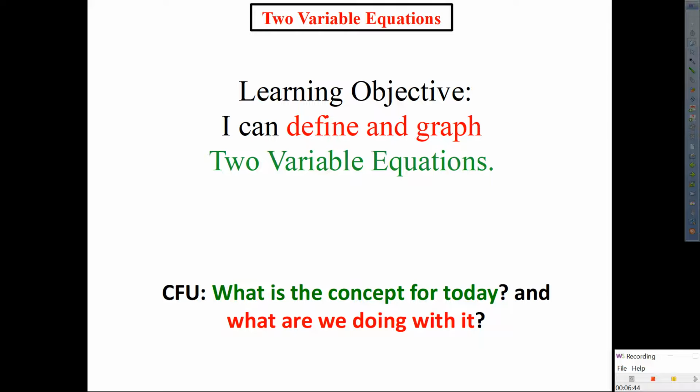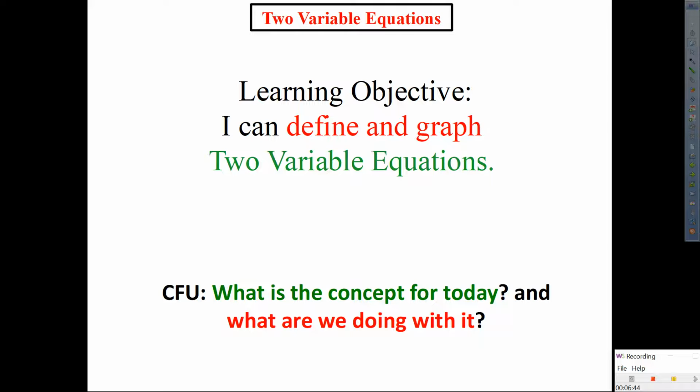Woo! I can define and graph two variable equations. So this is a soft intro to functions. And like I said, it's a two variable equation. This is stuff that you should know. I'm going to go a little bit deeper on certain things just so that I can clarify certain things that you struggled with in the past. Hopefully this clarifies it pretty good, okay?